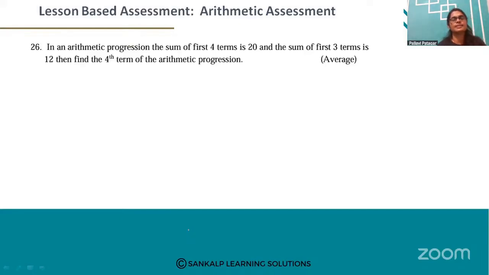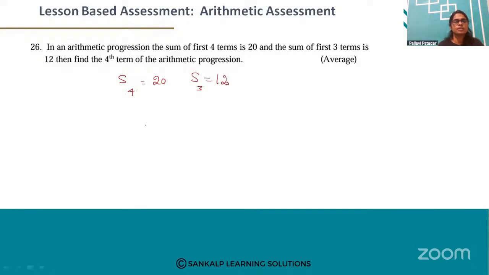See the question number 26. In an AP, the sum of first four terms is 20 and the sum of the first three terms is 12. Then find the fourth term of AP. So here, given sum of four terms is equal to 20 and sum of three terms is equal to 12.